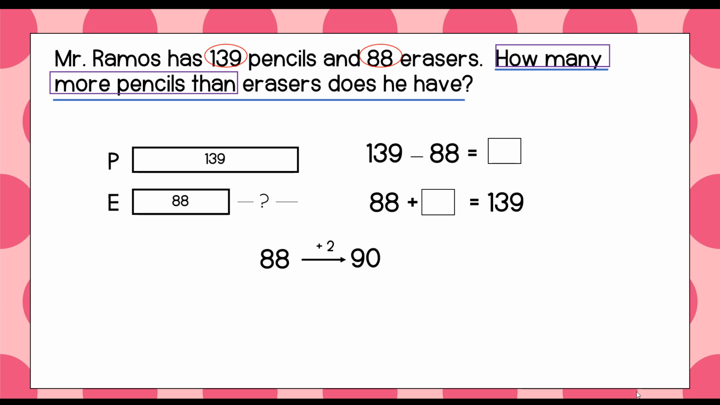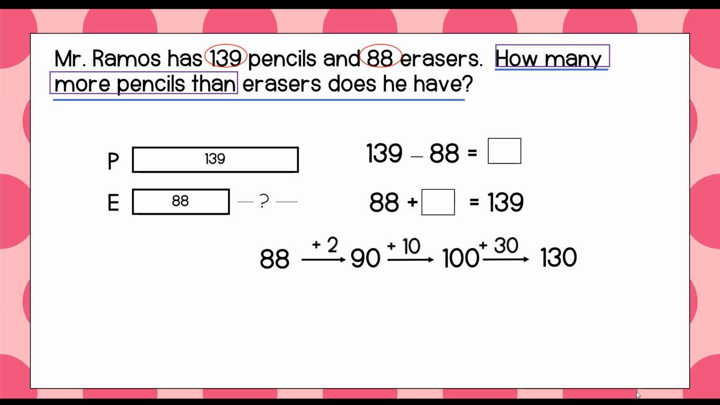Now I can go from 90 to 100 very quickly by adding a 10. That gets me to a solid 100. Now, from 100 to 139, how many 10s would I need? Look in the tens place of the number 139. What number do you see? I see a 3. That means I need 3 10s, which is 30.